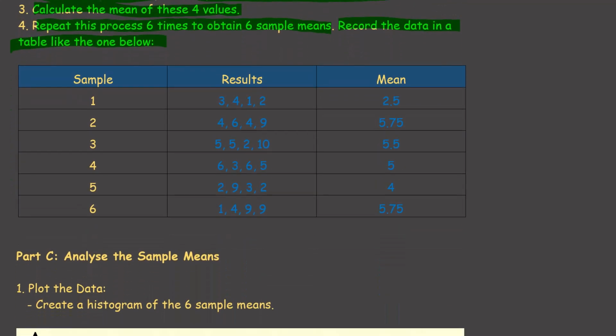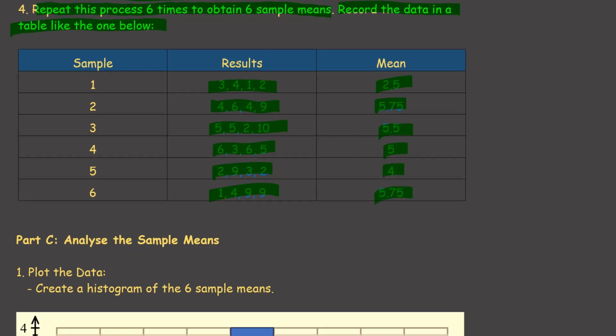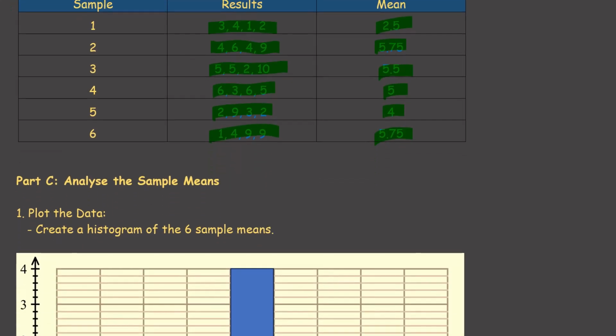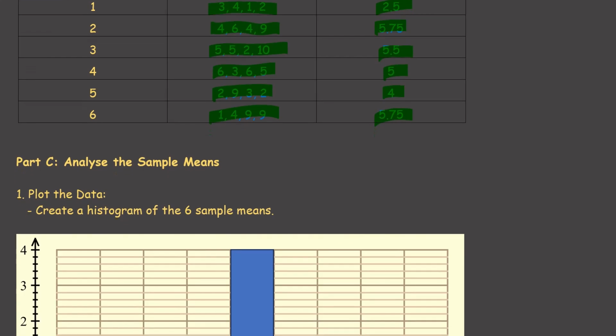And here are my answers. So I got 3, 4, 1, 2, 4, 6, 4, 9, and so on. And then I calculated the means of those. Can't guarantee they're all correct, because I didn't actually check again, but I think I got them right.